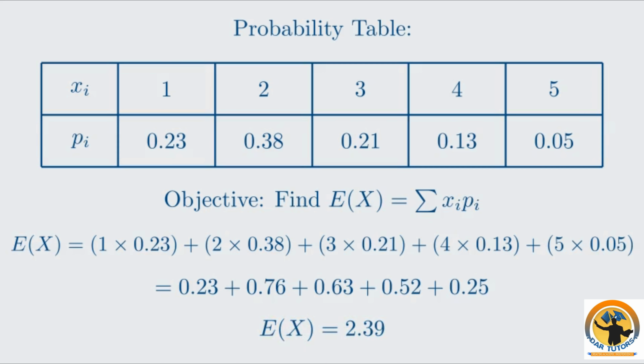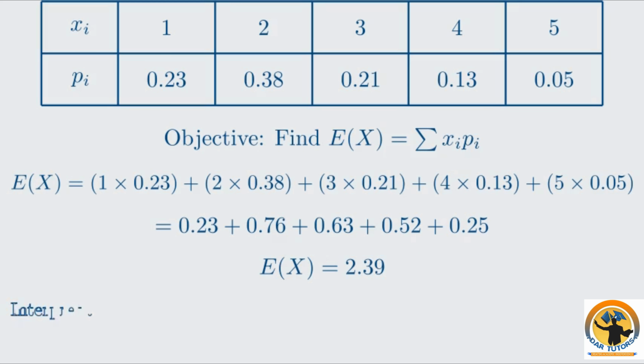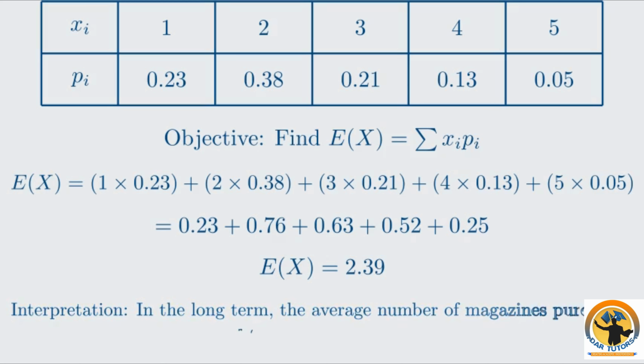Now, what does this number mean? It doesn't mean any single customer will buy 2.39 magazines. That's impossible. It represents the long-term average. In other words, if we look at a very large number of customers, the average number of magazines purchased per customer would be approximately 2.39.